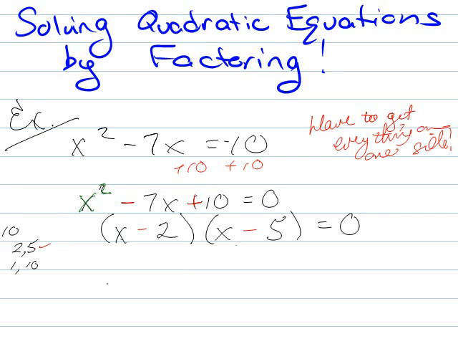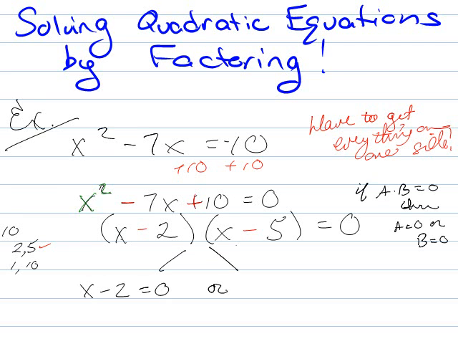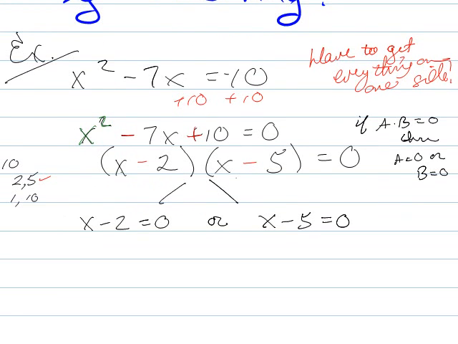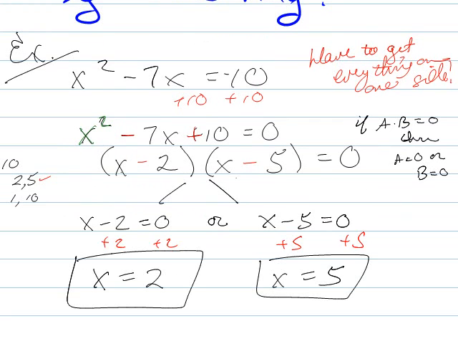So remember what we said? We said that if a times b is 0, then a equals 0 or b equals 0. So we're going to do that here. We have two options. We have either x minus 2 equals 0 or x minus 5 equals 0. Okay? And now we're just going to solve for x. We're going to add 2 to both sides here and get x equals 2. And then we're going to add 5 to both sides over here and get x equals 5. And those are our two answers, so we're good to go.